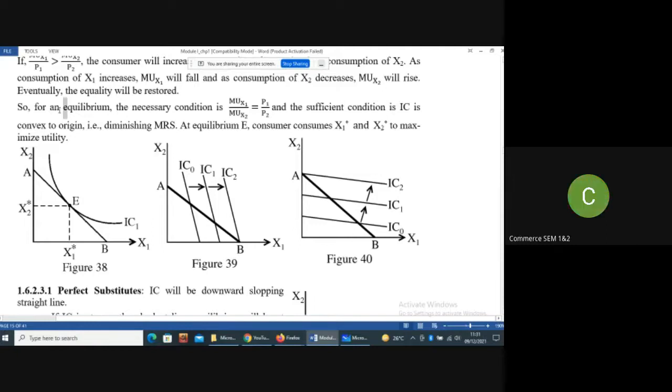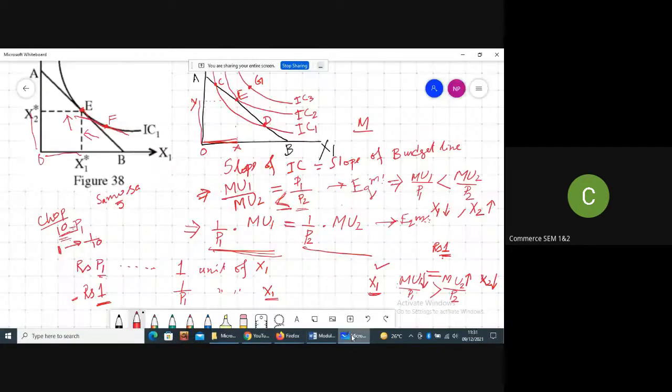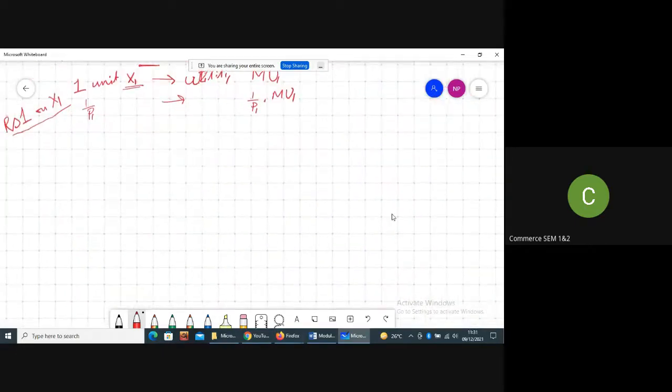So at the equilibrium, the necessary condition will be this: mu1 by mu2 is equal to p1 by p2. And the sufficient condition is that the indifference curve will be convex to origin, or diminishing MRS. Convex to origin means the indifference curve will be like this shape. But this will not happen if the indifference curve is not convex to origin.